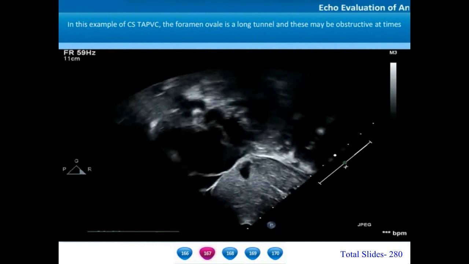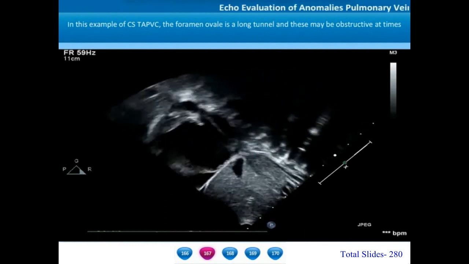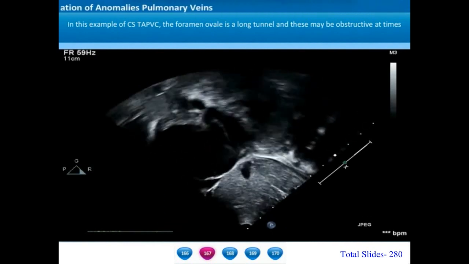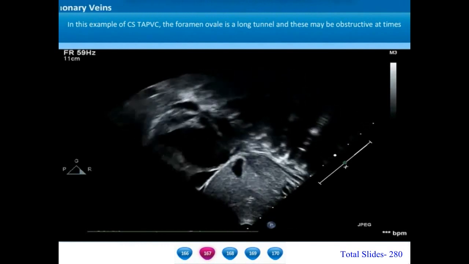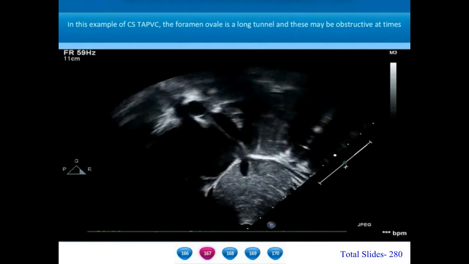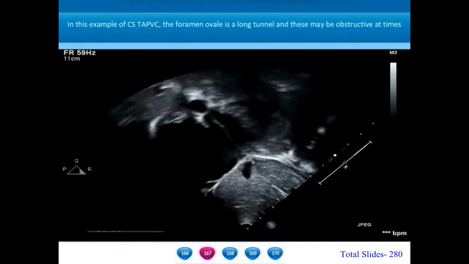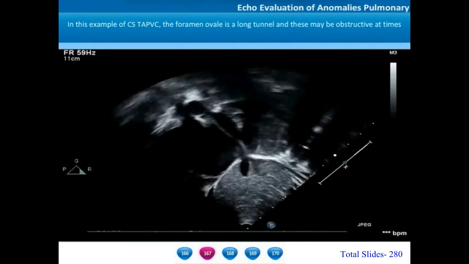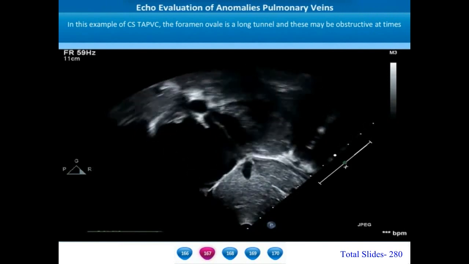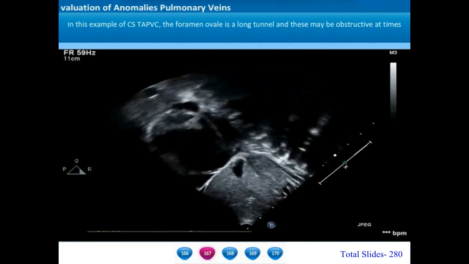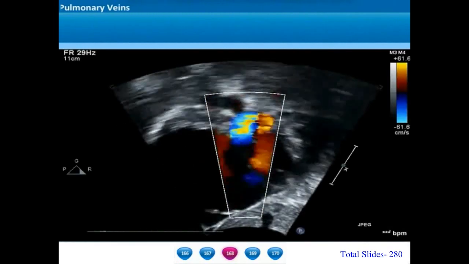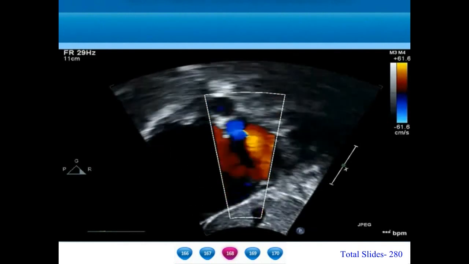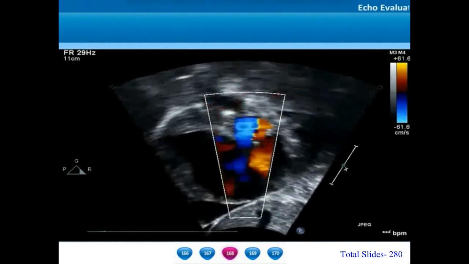We now move on to a new example of coronary sinus TAPVC where the atrial septal defect is in the form of a tunnel. We are able to see the tunnel between the thick ledge-like septum secundum, and posteriorly the septum primum is appearing as a thin membrane. When the atrial septal defect takes the form of a tunnel, it may be obstructive sometimes. Color Doppler evaluation will show if there is any obstruction along this tunnel-like foramen way.